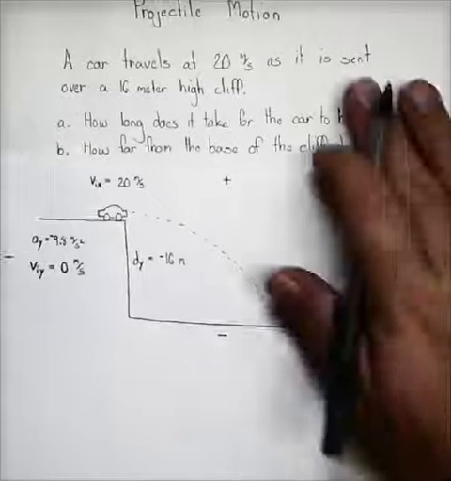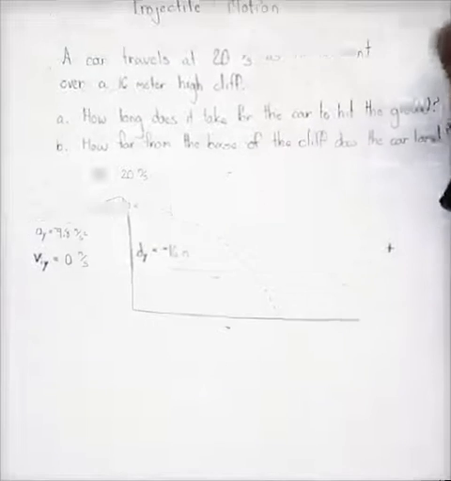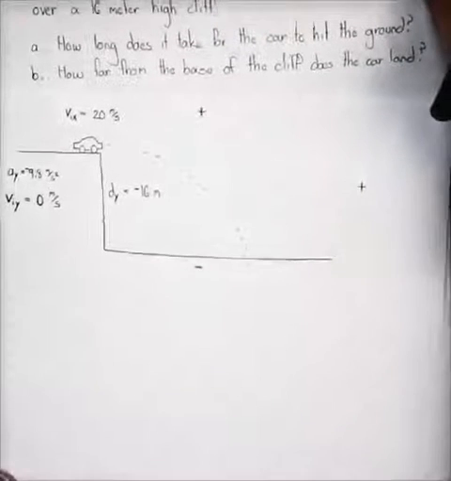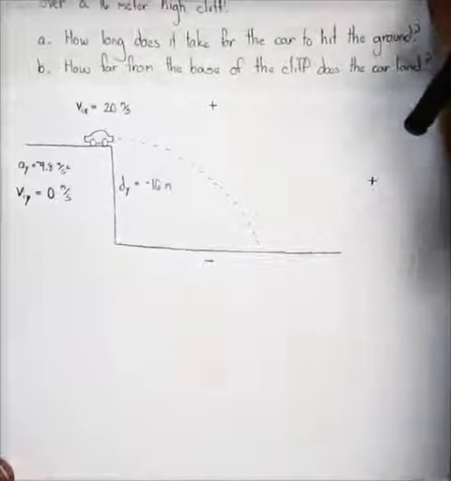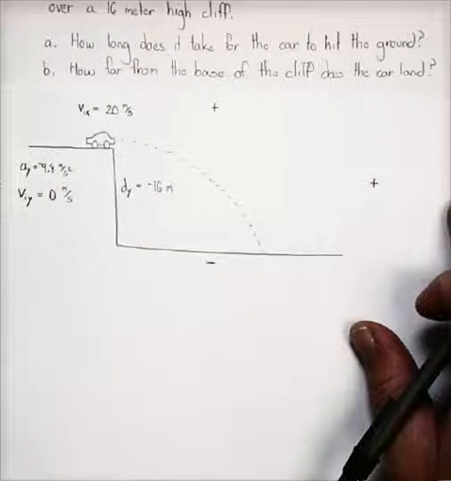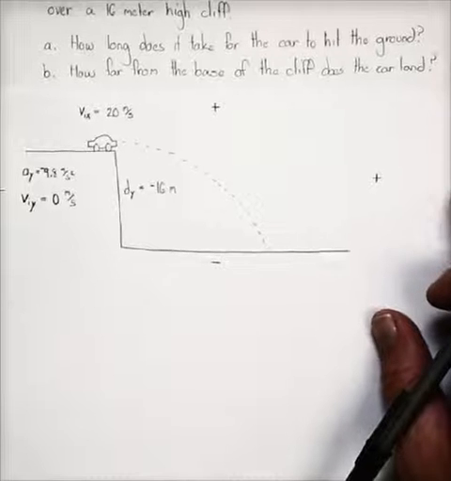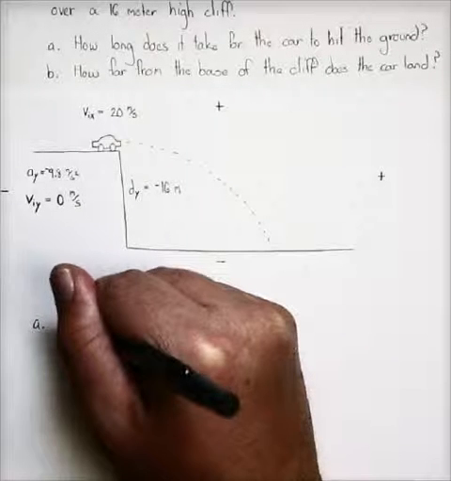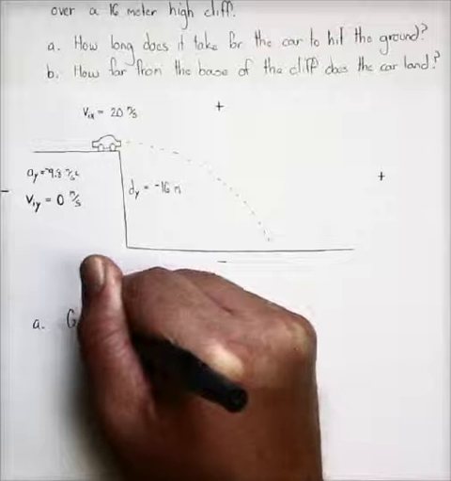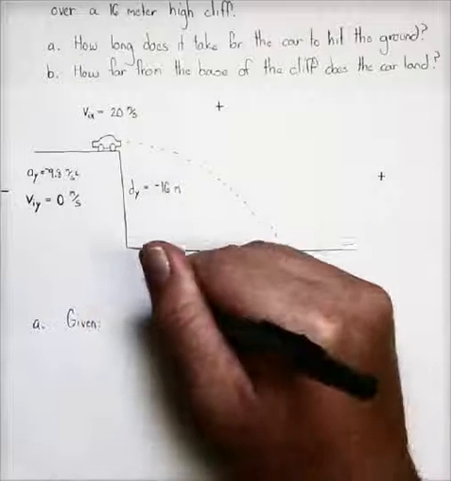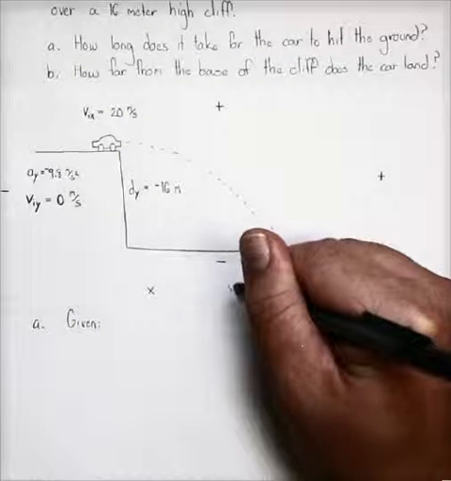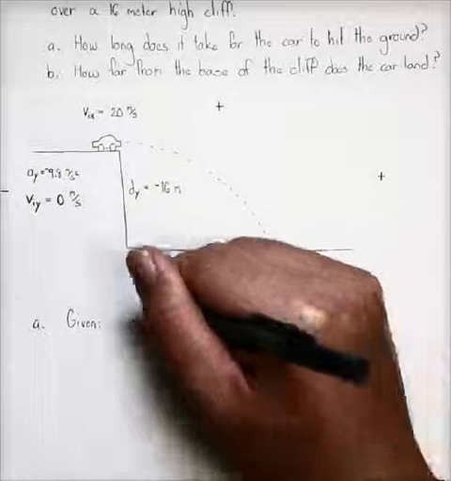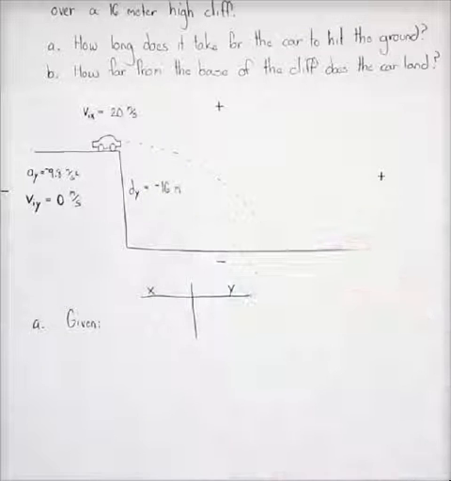So let's look at part A. Slide everything up a bit. So for part A, how long does it take the car to hit the ground? Well, we list out our givens, but now we've got to do this in kind of a different way, because we have givens in the x direction and givens in the y direction. So let's list them separate.